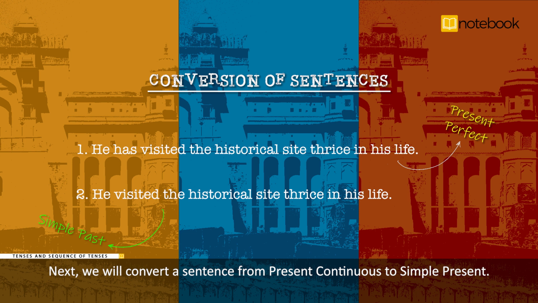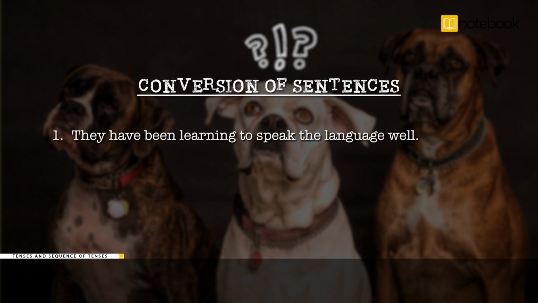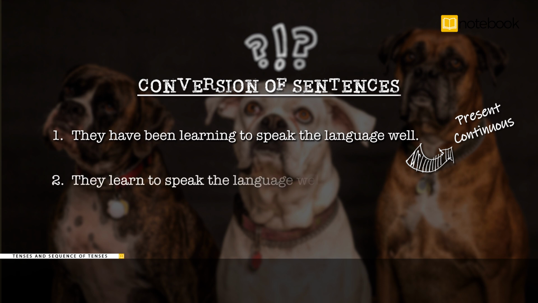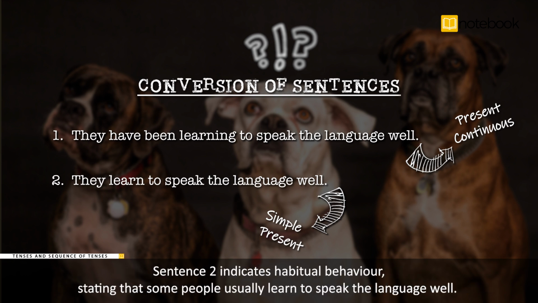Next, we will convert a sentence from present continuous to simple present. They have been learning to speak the language well. Present continuous. They learn to speak the language well. Simple present. Sentence 1 suggests that some people are undergoing the process of learning to speak a language well, and some have completed it. Sentence 2 indicates habitual behavior, stating that some people usually learn to speak the language well.